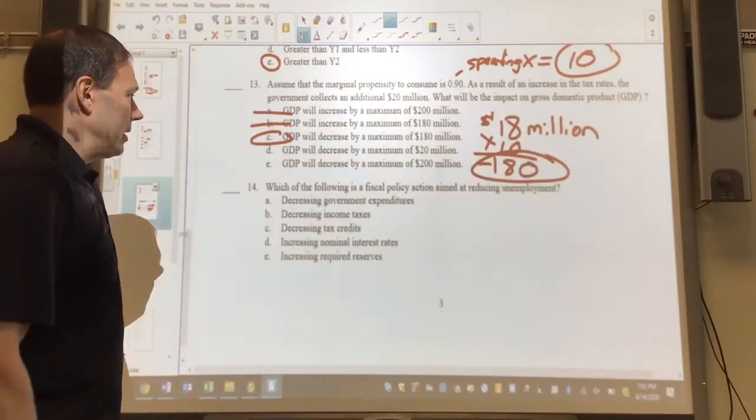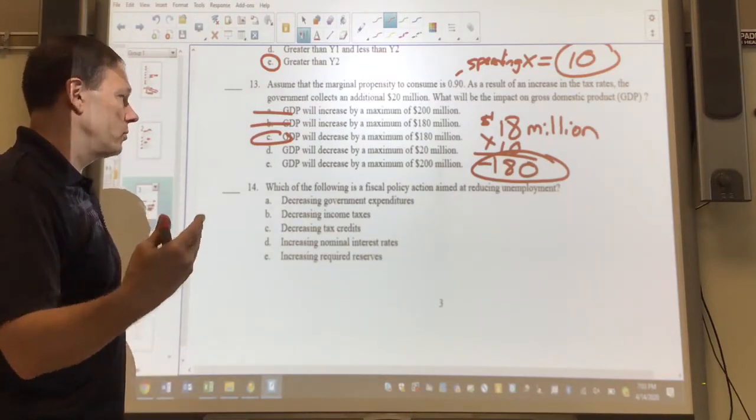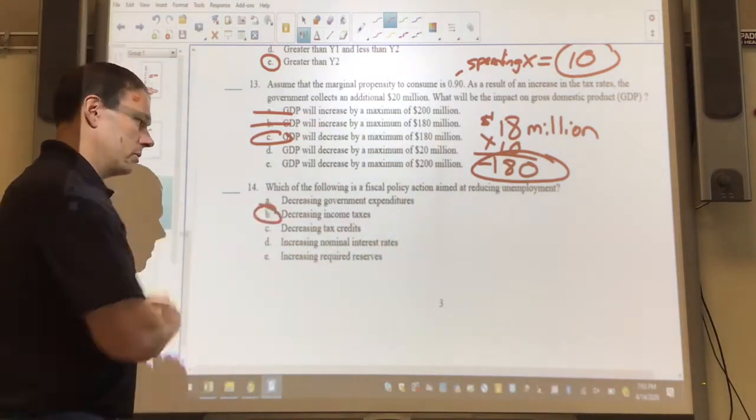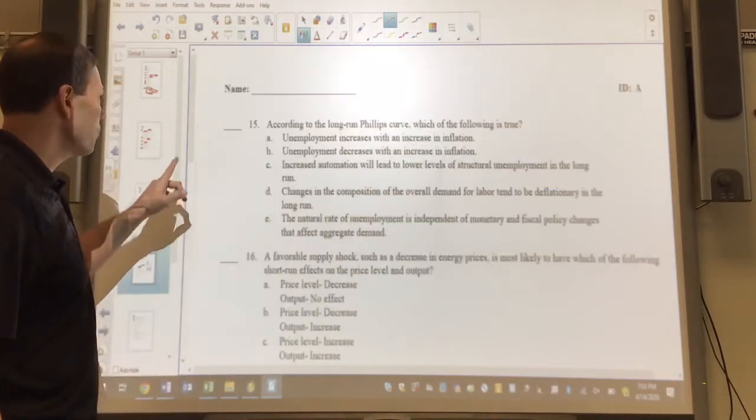Number 14, which of the following is a fiscal policy action aimed at reducing unemployment? In other words, what would the government do in times of recession? They would lower taxes and or increase spending. But letter B is the answer to number 14.